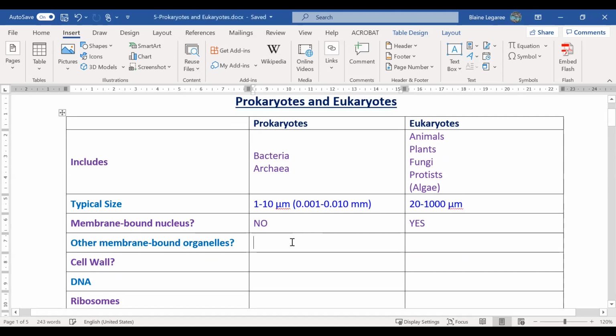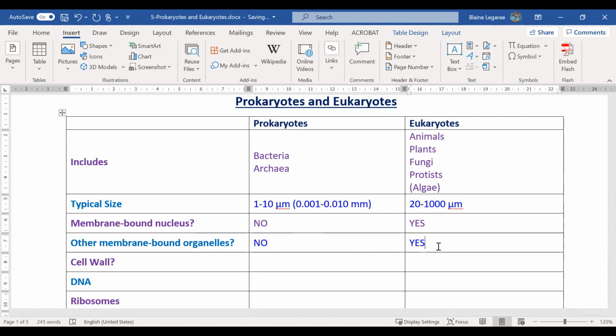Okay, other membrane-bound organelles. No and yes. So that's another distinct thing, is that eukaryotes have all of those membrane-bound organelles that you learned about in high school. We're going to talk about in topic 6. So things like the Golgi body, things like lysosomes, endoplasmic reticulum. You don't find those things in the prokaryotes.